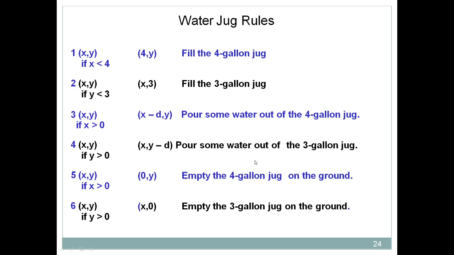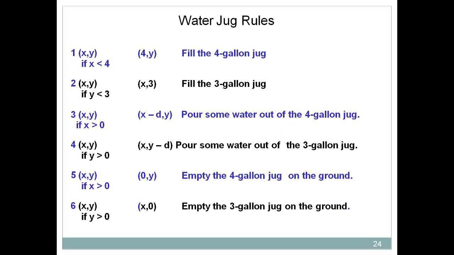So what are the different possibilities? You can fill the 4-gallon jug, you can fill the 3-gallon jug, then you can empty all the water from the 4-gallon jug, you can empty all the water from the 3-gallon jug, you can transfer some amount of water from the 4-gallon jug to the 3-gallon jug, or you can transfer all the water.